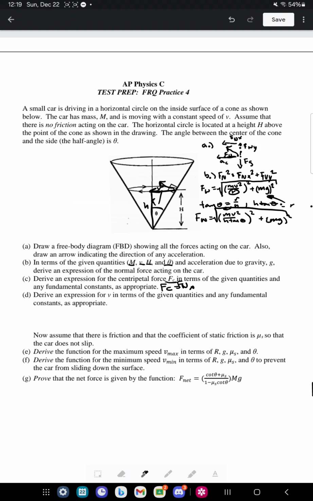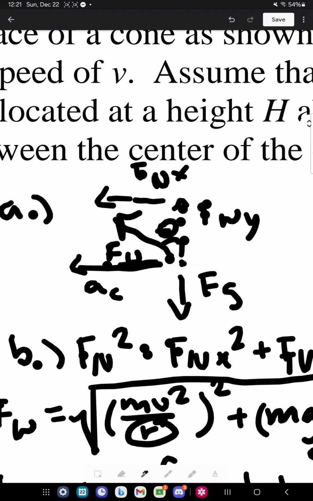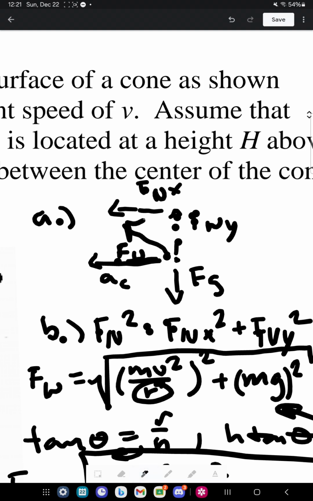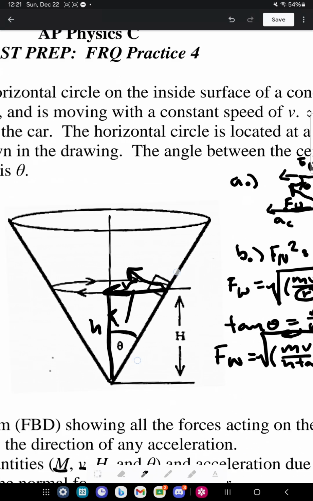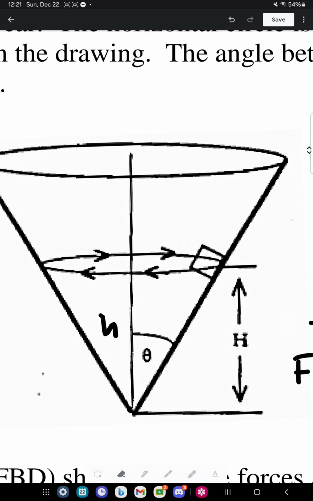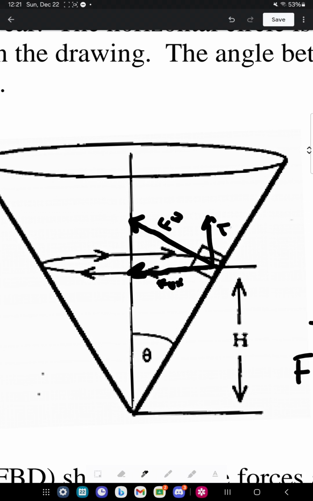And we know that if we take this as theta, actually theta should be this angle, and the reason why it's that angle is because if we take this as F_n, and this is F_n,x, and this is F_n,y, and I'm going to move this over here, then, well, this is not a right triangle. This angle right here is, let's see.